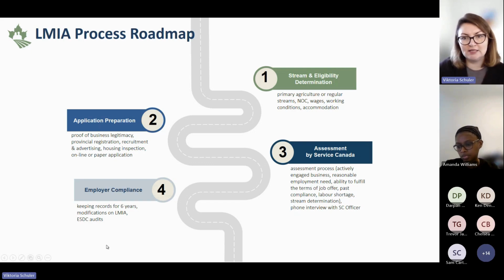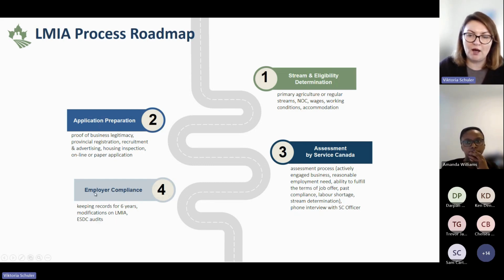And this is the last one, but it's also an important one. The positive LMIA is a good first step in the process, but you need to think about employer compliance, because if you hire a temporary foreign worker, the government has the right to audit you for the next 6 years. So you need to keep records for 6 years.